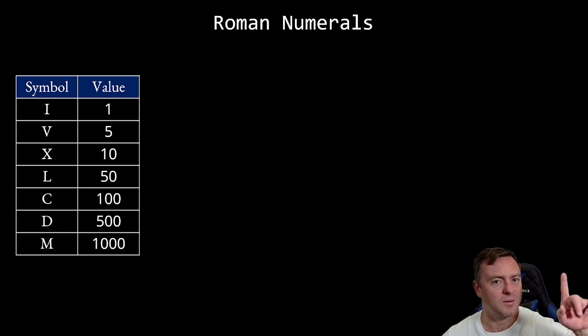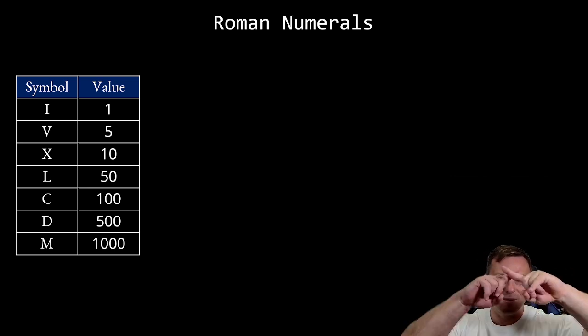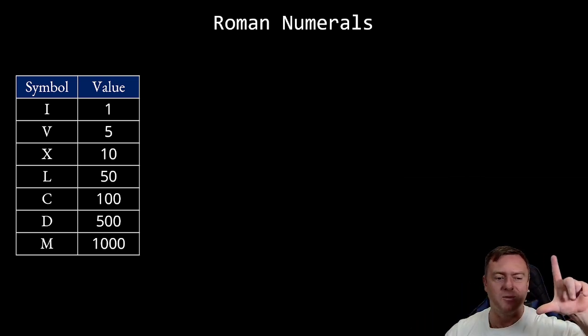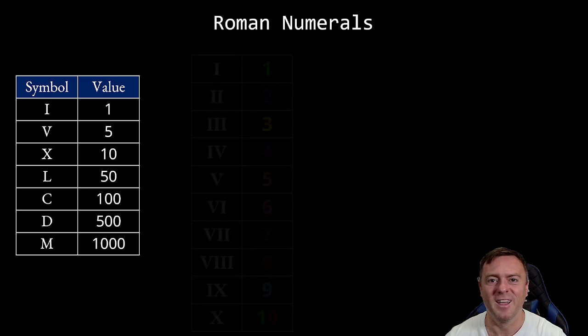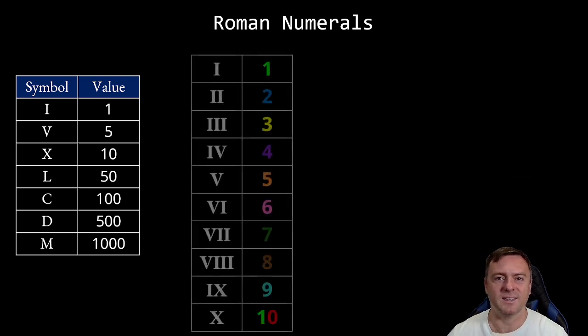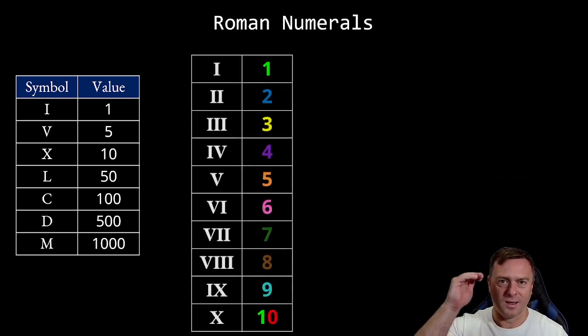So you had I, which represented 1, V, which represented 5, X that represented 10, L for 50, C for 100, D for 500, and then you have the M for 1,000. Interestingly, you might have heard of centimeters, so C, and millimeters, M, so there is a connection there, believe it or not.